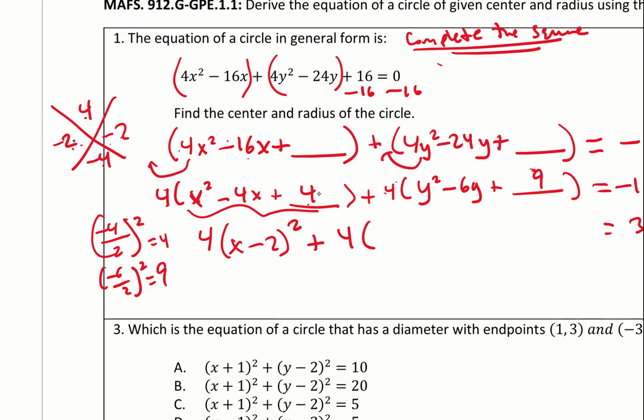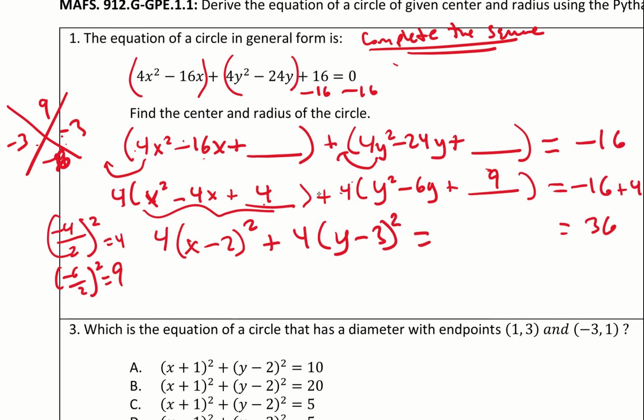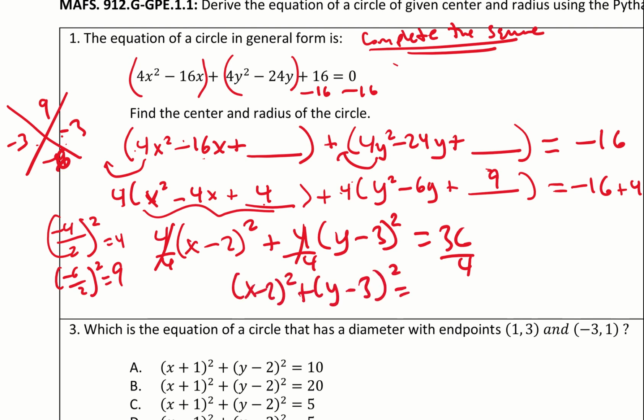So I need the factors of 9 to add up to -6. And that's going to be -3 and -3. So it's going to be y minus 3 squared is equal to 36. Okay, so now we're going to divide off this 4 because we don't want that there. And so these cancel, and this is going to be 9. So we get x minus 2 squared plus y minus 3 squared is equal to 9. So there, that is my standard form of the equation of a circle.